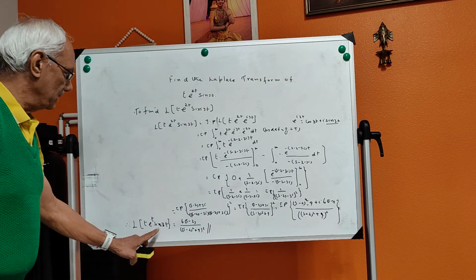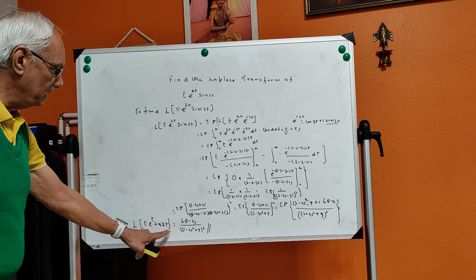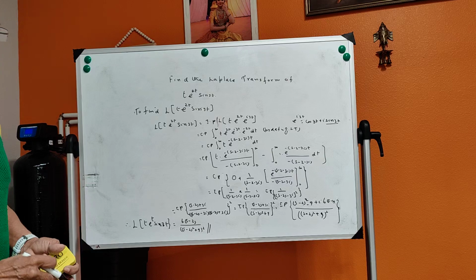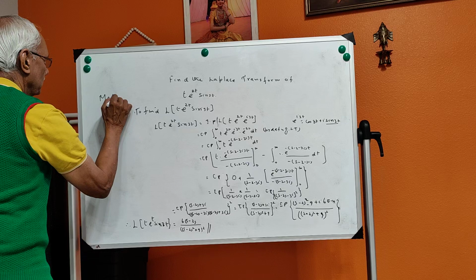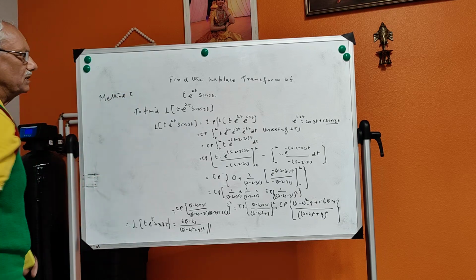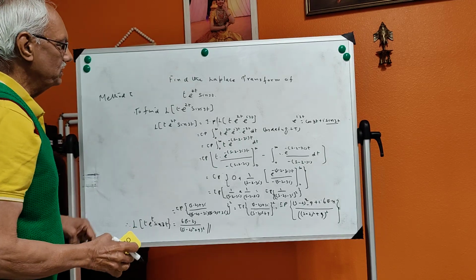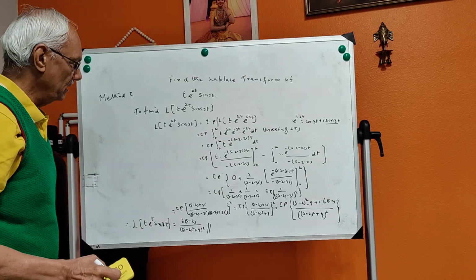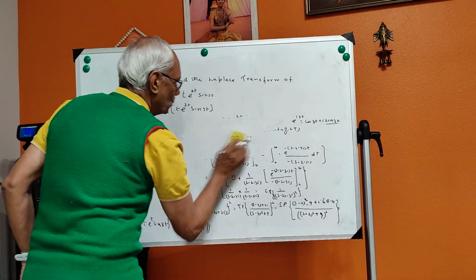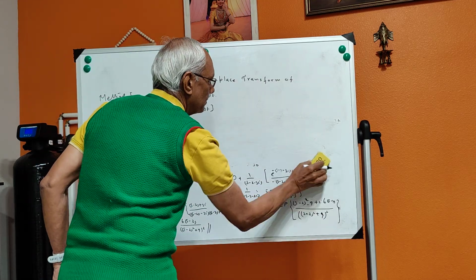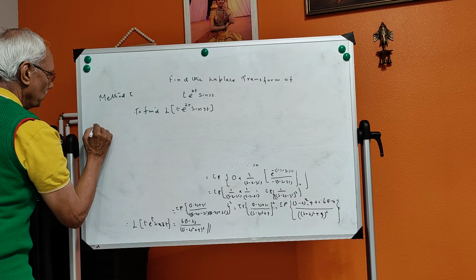So the Laplace transform of L of t e to the power of t sin 3t is this one. This is method 1. Now I will use the next method and see whether we are getting the same result. Now, see method 2. Again, I am applying straight away here. So method 2.